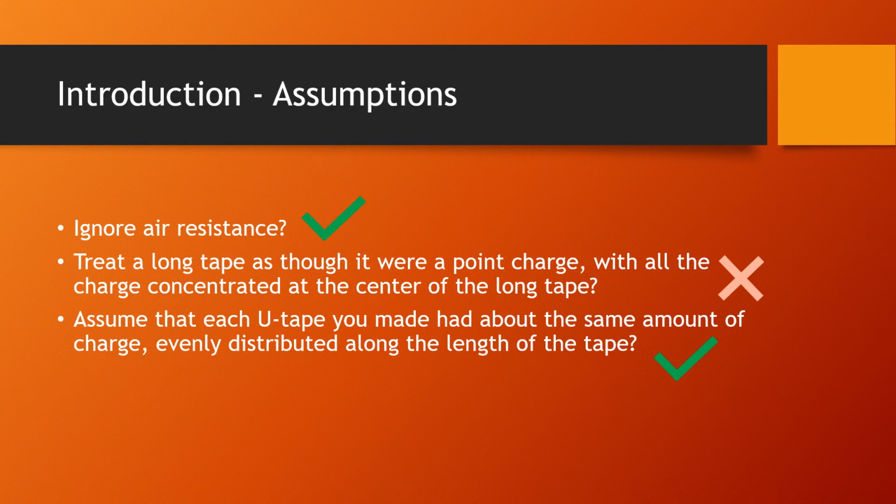So some assumptions we have to make for this lab is that we have to ignore air resistance, and we're going to assume that each U-tape has an equal amount of charge evenly distributed throughout the tape. But unlike Lab 1, we cannot treat each tape as if it was a point charge. We have to treat it as if it was a charge rod, and furthermore, as if it had multiple point charges with equal charge.